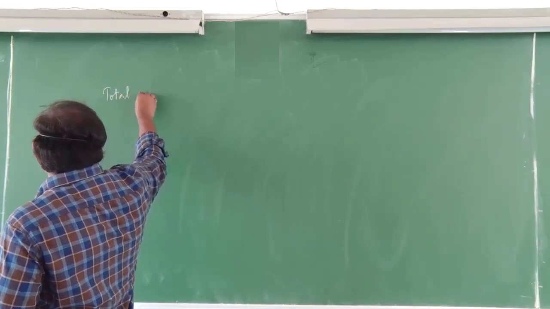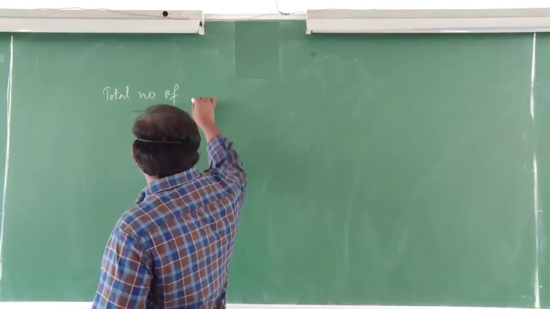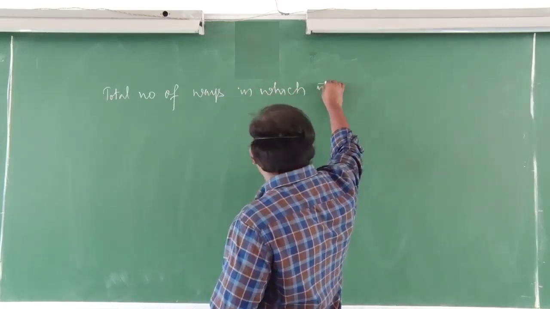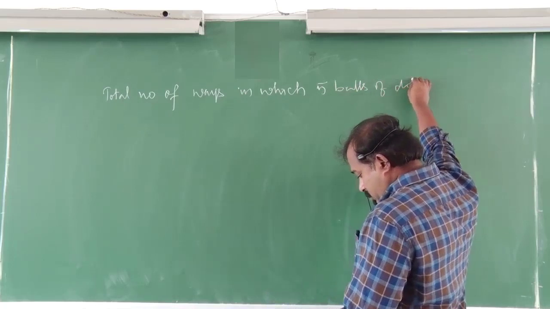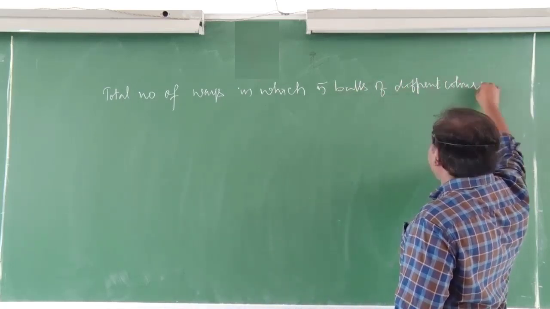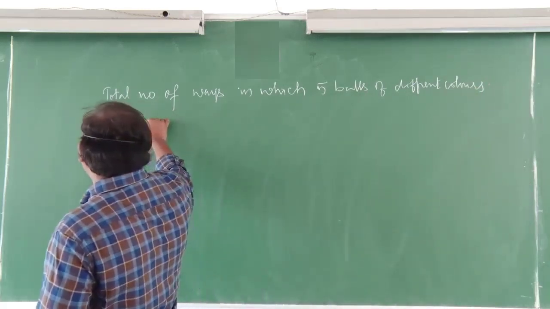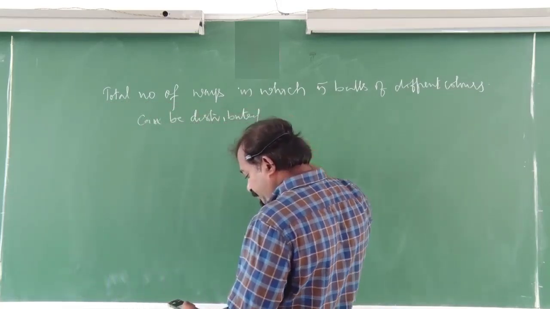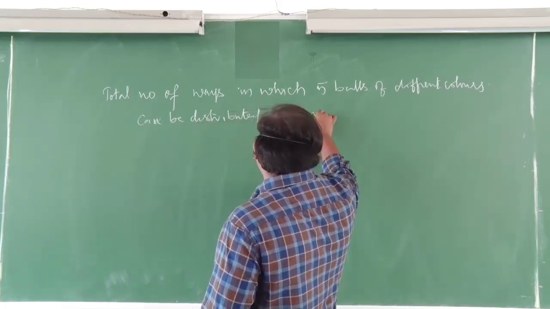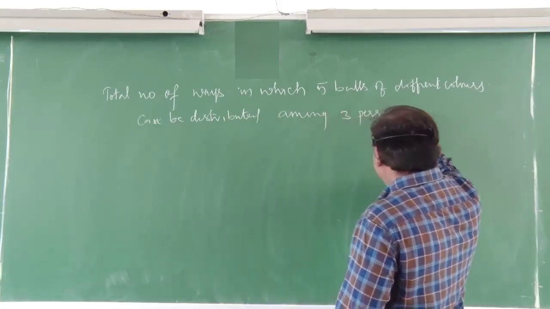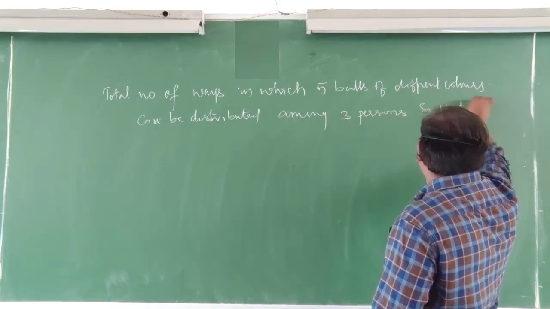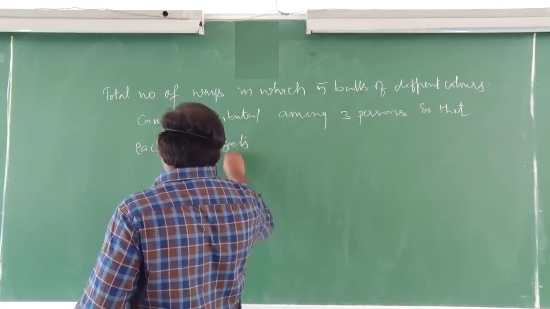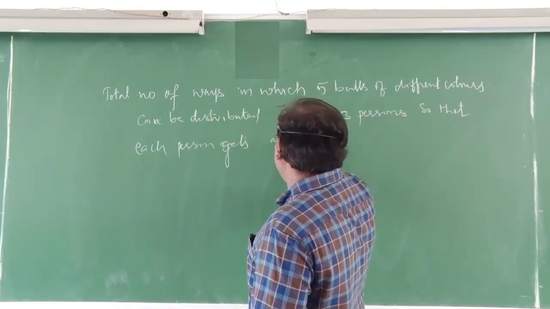Total number of ways in which five balls of different colors, they mention different colors, can be distributed among three persons so that each person gets at least one ball.